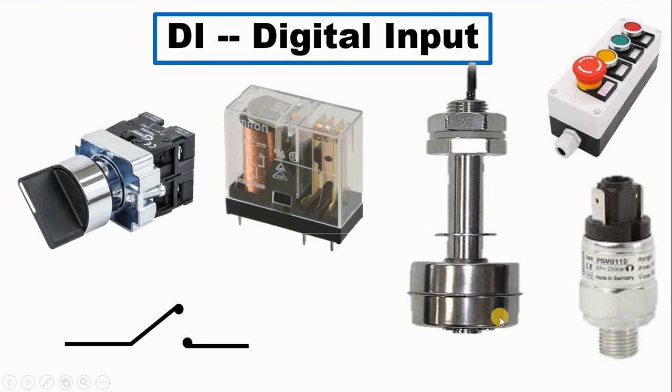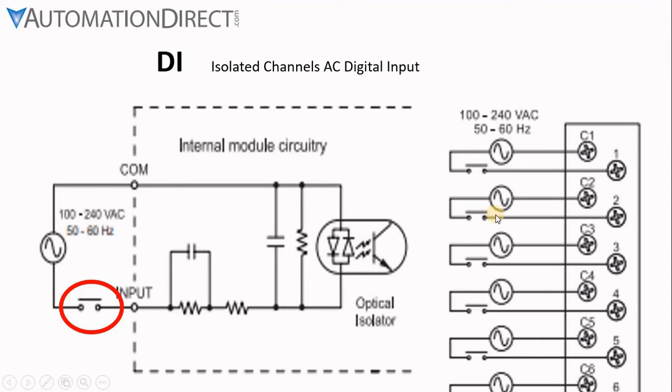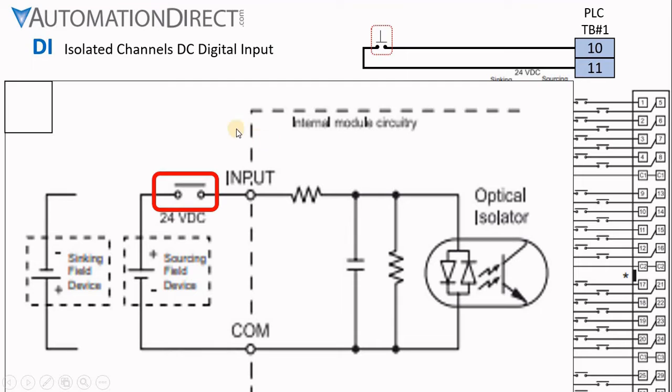Digital input can come from a float, level transmitter, pressure transmitter, push buttons, selector switch, or even a relay contact. Here we have, in Automation Direct, how they connect to a PLC card. It is an isolated AC digital input. Now this is another card, a DC digital input, where each 8 signals have a common: channel 1, channel 2, or device 1, device 2, or DI1, DI2.